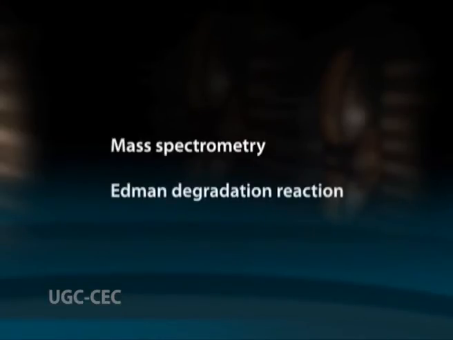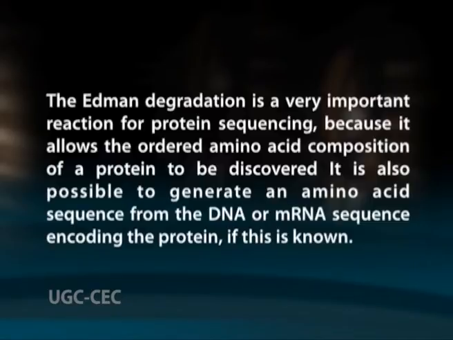The two major direct methods of protein sequencing are mass spectrometry and the Edman degradation reaction. The Edman degradation is a very important reaction for protein sequencing because it allows the ordered amino acid composition of a protein to be discovered. It is also possible to generate an amino acid sequence from the DNA or mRNA sequence encoding the protein if this is known. In the first step, a portion of the protein is sequenced until a sequence of at least 6 contiguous amino acids is found for which the coding sequence is reasonably non-redundant.